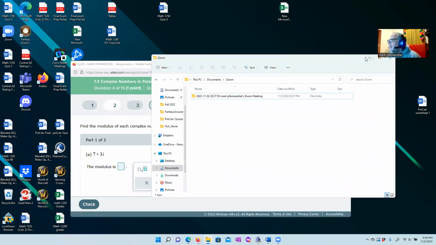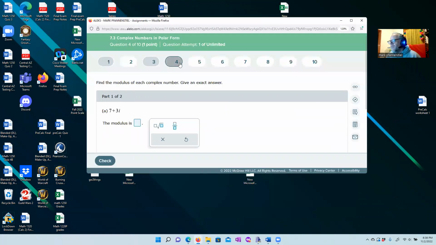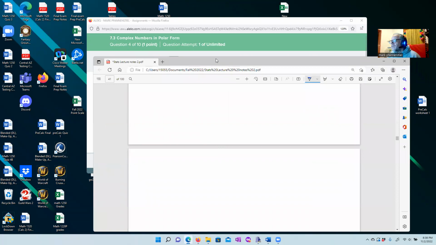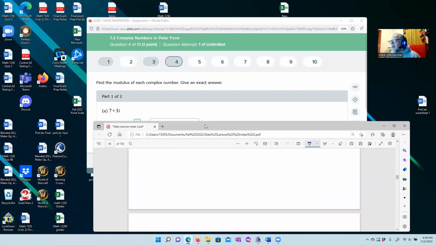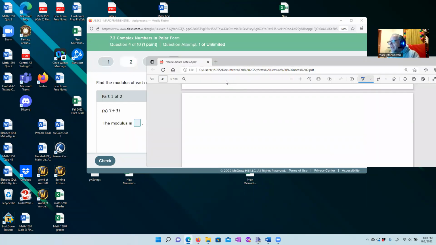All right, so here we go. The first one is number 4, by the way. So number 4, we are going to find the modulus of each complex number. Forgive me, I'm going to go ahead and draw this first so that we can see what we're talking about, because I always go back and make this into a triangle, because that's what they are.